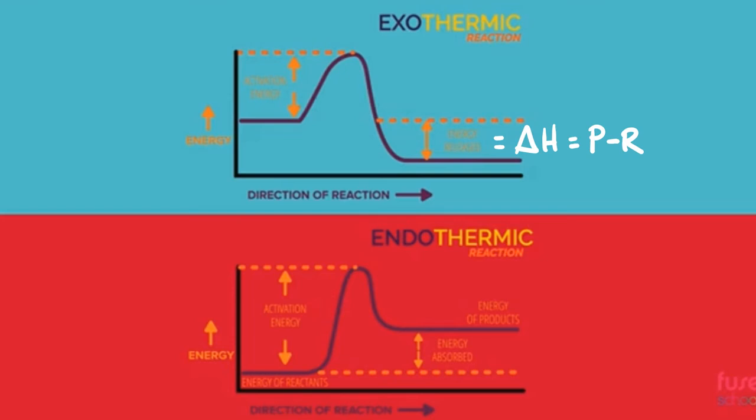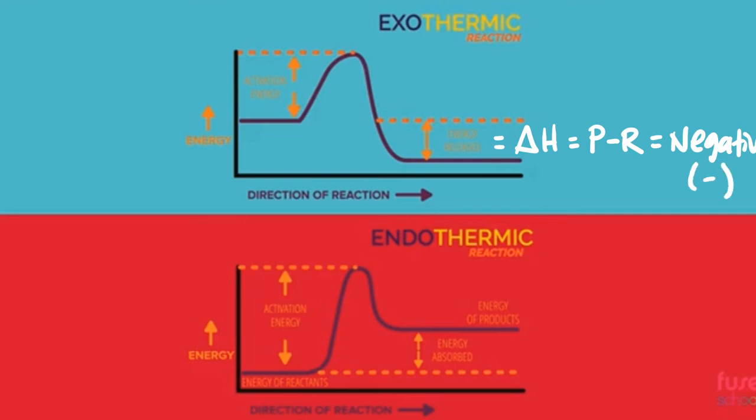So take a look here. In an exothermic reaction, the value of the products is lower than the value of the reactants. So in all of our exothermic reactions, we're going to get a negative answer for delta H. Okay, it's going to have a negative value.